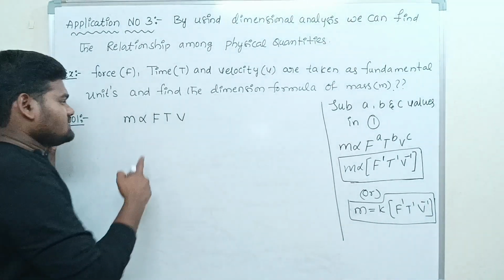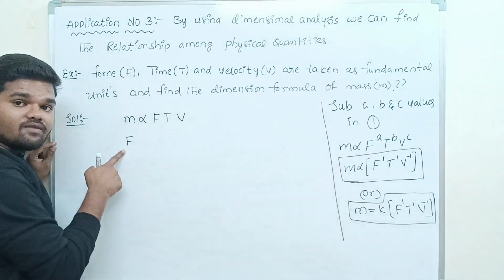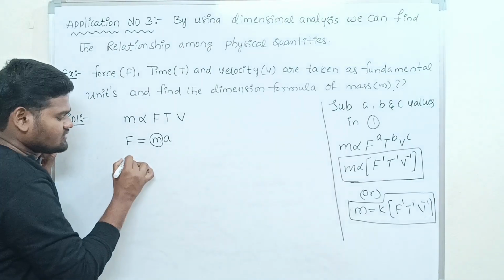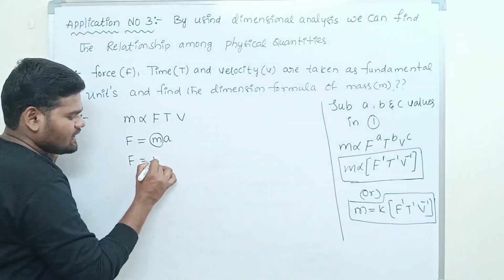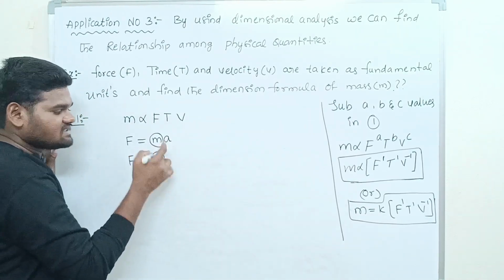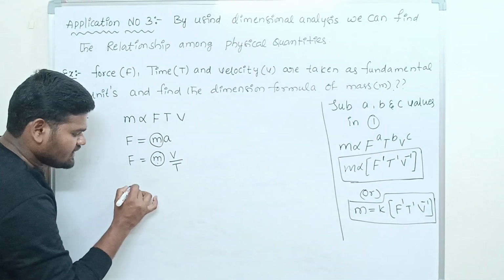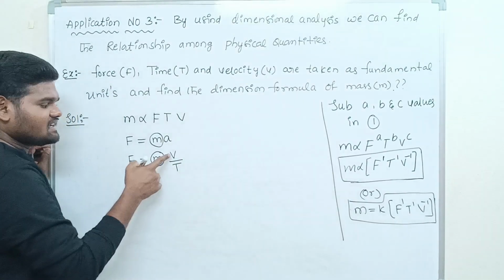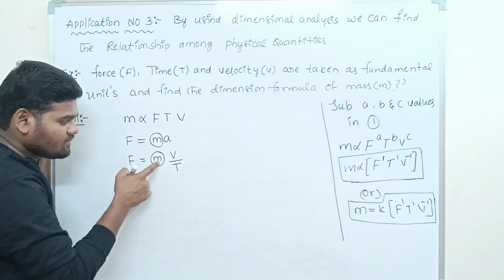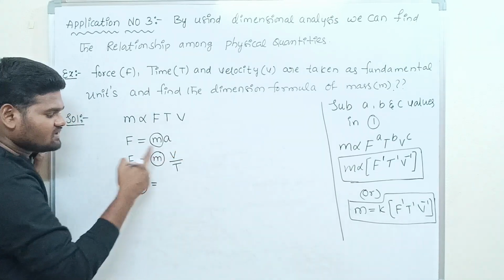Okay, so what is force? We can write the equation for force: F equals m into a. We have to find the dimension for this. What is acceleration? The rate of change of velocity, v by t, right? Place the m here only, and bring the other terms to this side.